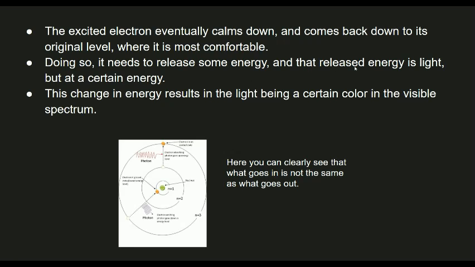The released energy is in the form of light, but it's at a different energy than it was originally when it came in. Basically, when light interacts with that electron, it deposits a certain amount of energy. But when it comes down, a different amount of energy leaves. And that change in energy results in light being a different color in the visible spectrum. Like in this model, you can clearly see this is what goes in and this is what comes out, and they're not the same.